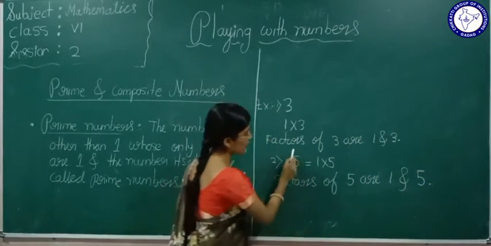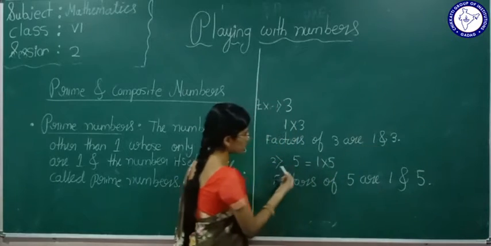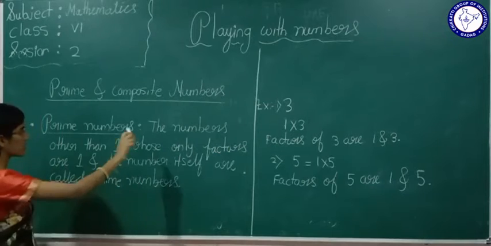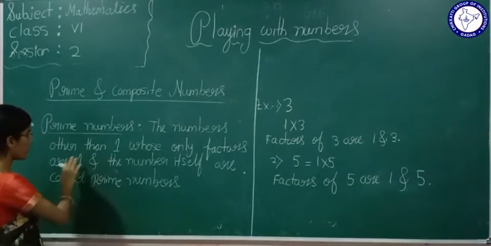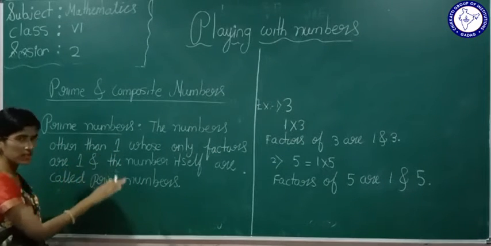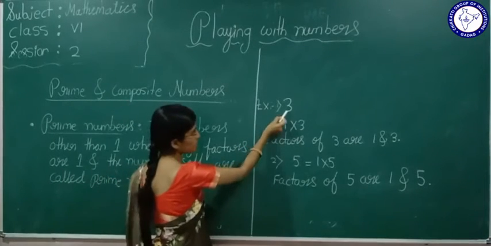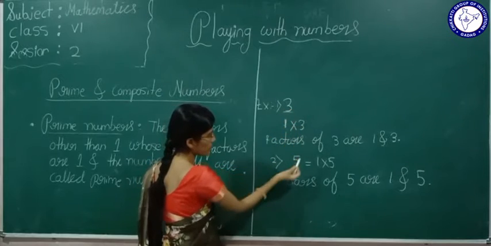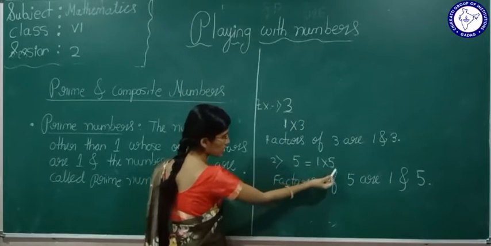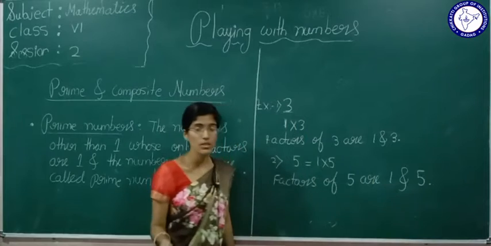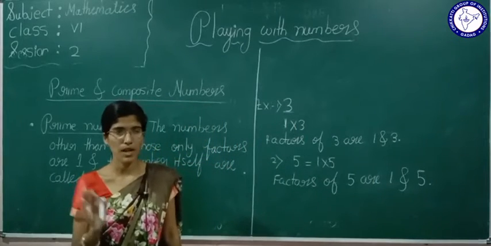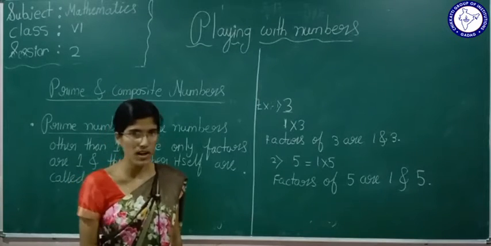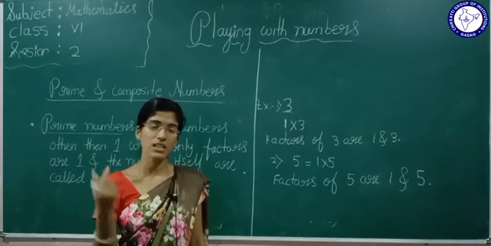Now see here, factors of 3 are 1 and 3. The factors of 5 are 1 and 5. So what is this definition telling? The numbers other than 1 whose only factors are 1 and the number itself. The factors of 3 are 1 and the number itself. The factors of 5 are 1 and the number itself. Such numbers are called prime numbers. Prime numbers means it should have only 2 factors, that is the number 1 and the number itself.